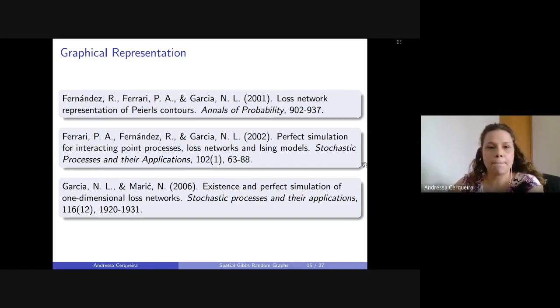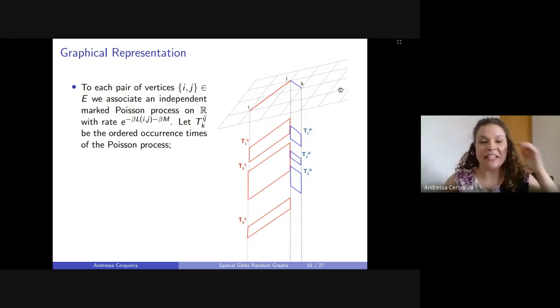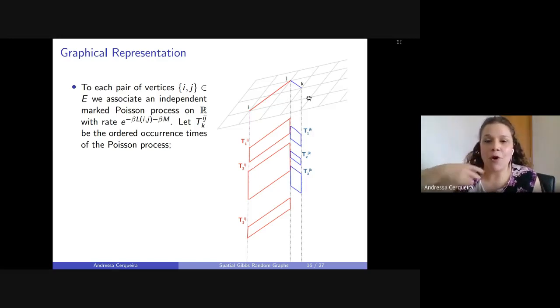Okay, so let's move on to the graphical representation. Here is my attempt to draw the dynamics. Let's see how it works. Here I have the pairs of vertices i, j and j, k. I'm just going to look at these 2 edges, these 2 pairs of vertices in the graph.